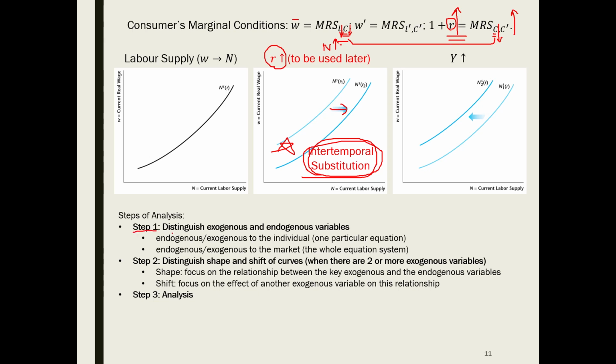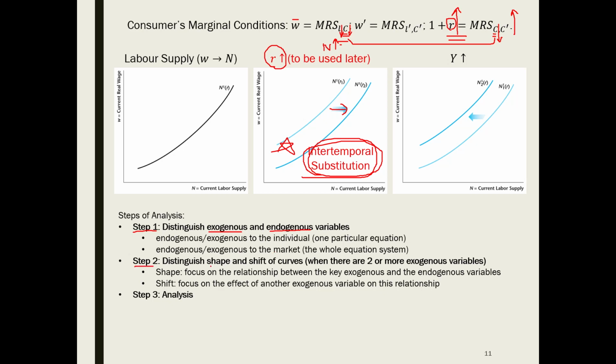Step 1. You should first distinguish exogenous variables from endogenous variables. For individuals, prices like wage and interest rate are exogenous, while decision variables like labor and consumption are endogenous. The tricky part is that if we are talking about the market, prices become endogenous. So it is essential to know the context.